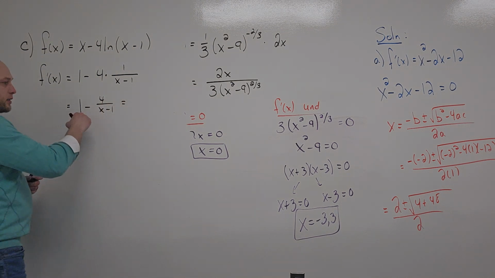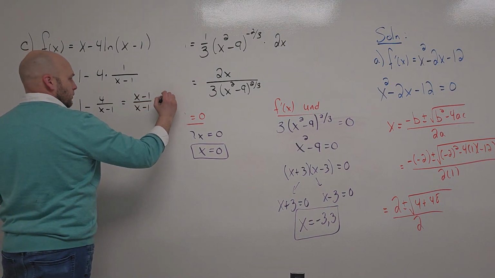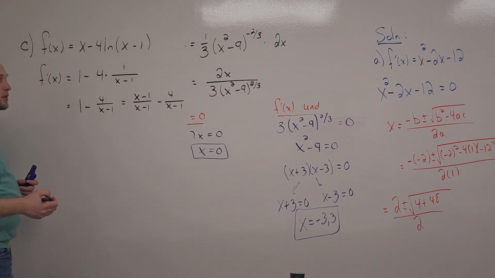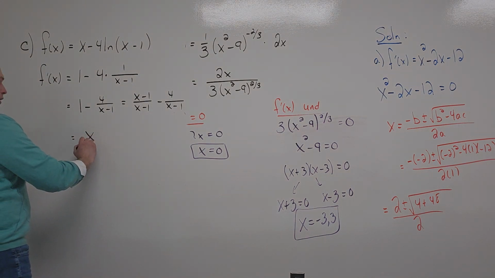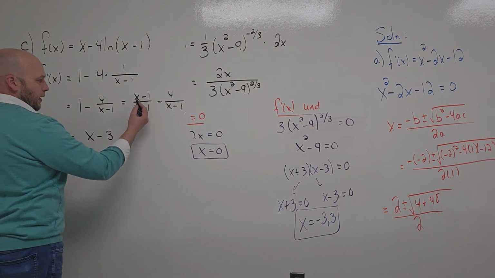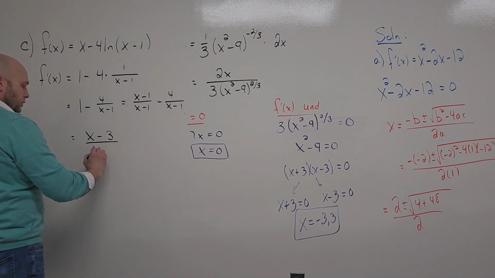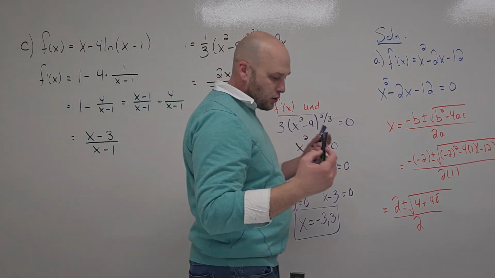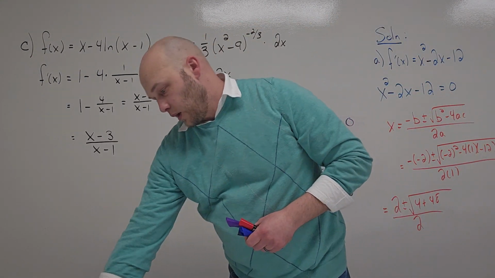Of course, 1 is the same thing as x minus 1 over x minus 1. And then I can subtract the numerators there, which would give me x minus 1 minus 4, so x minus 3 over x minus 1. So there's my first derivative. And I'm going to use that again to find where the critical points are. Okay?